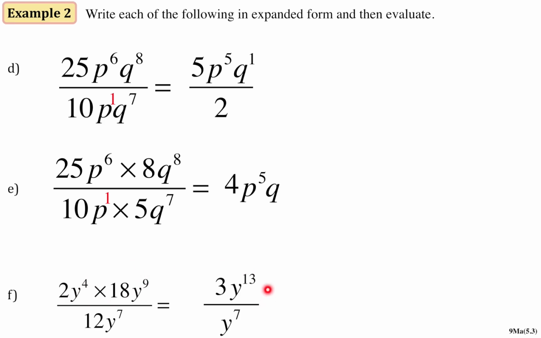Now I'm dividing because there's a fraction. I've got y's. So when you're dividing, you minus the powers. 13 minus 7 is 6. So the final answer is 3y to the power of 6.